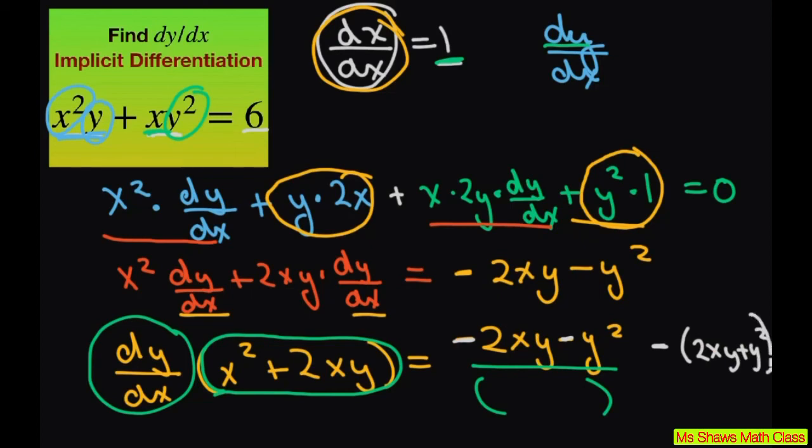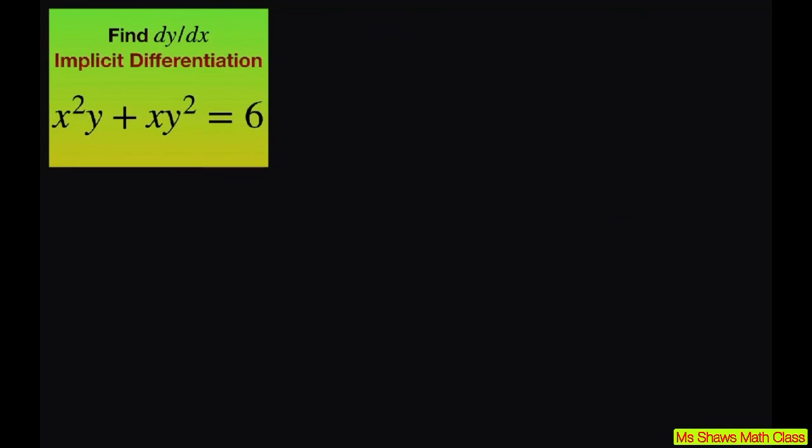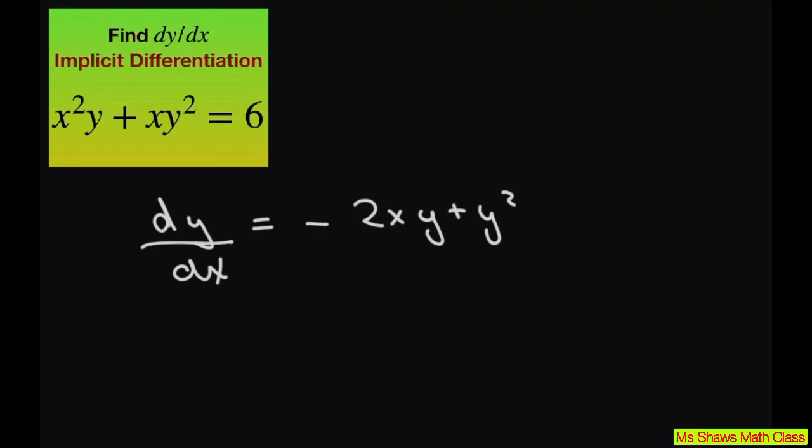All right, so our final answer is going to be dy divided by dx, our derivative with respect to x, equals negative (2xy plus y squared) divided by (2xy plus x squared). And this is your final answer.